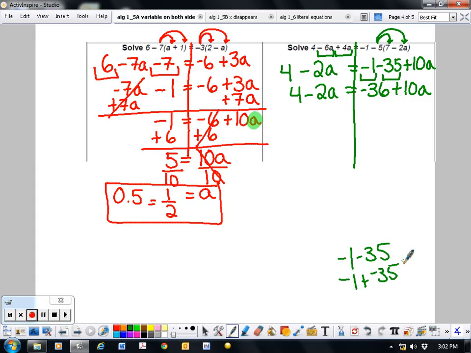So now I'm looking at my a's, trying to decide what to move. I'm going to move the negative 1. So this is a negative 2a. So I'm going to add 2a to both sides.